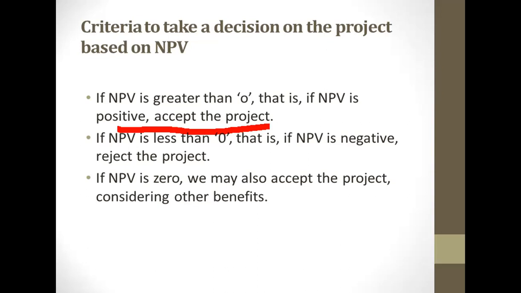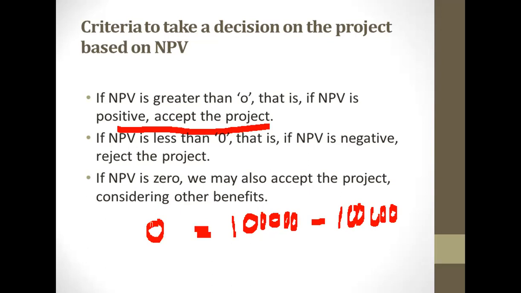Then if NPV is 0, suppose that 1 lakh you are getting, and at the same time, 1 lakh is your cost of the project. Then NPV will be 0. Then also you can accept the project considering other benefits, because a project will have other benefits also. If NPV is 0, then also you can accept the project considering other benefits of the project.